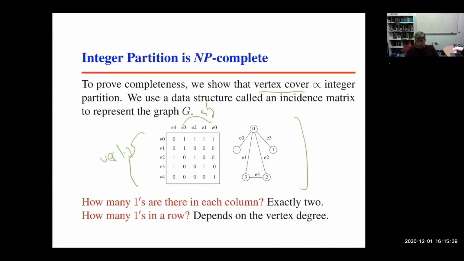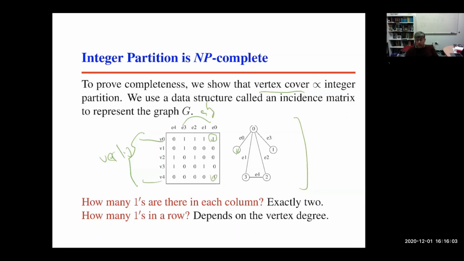And there will be an edge. If we have an edge between, this looks like vertex 4. If there is an edge between vertex 0 and vertex 4, that's edge 0. Note that this goes from vertex 0 to vertex 4.